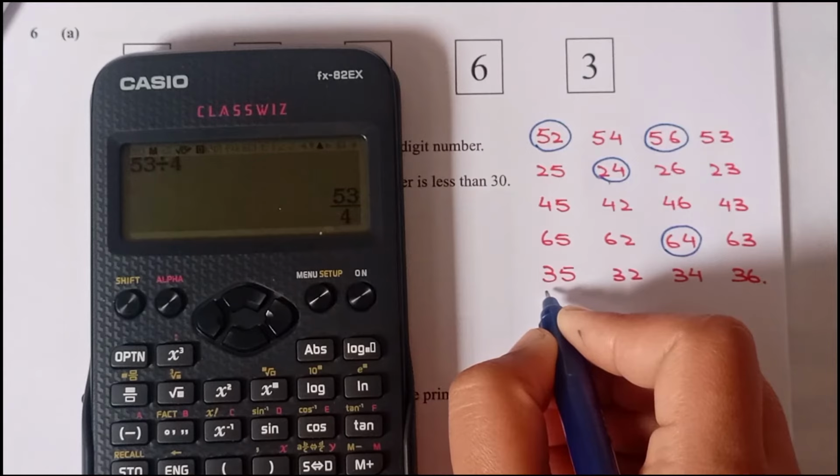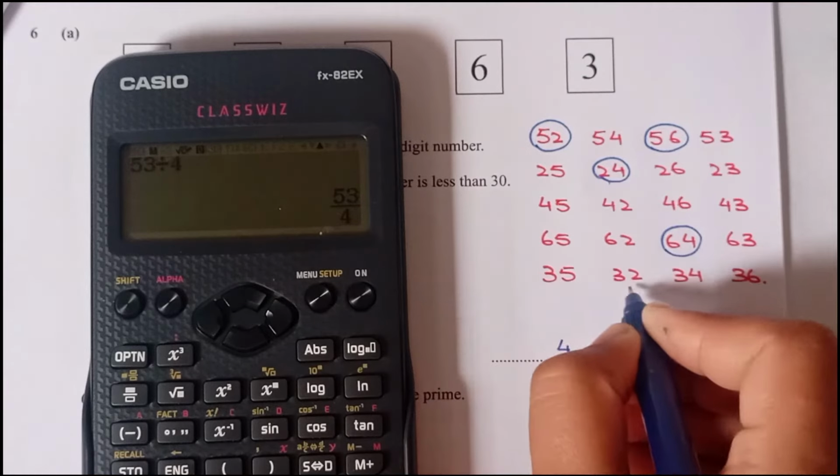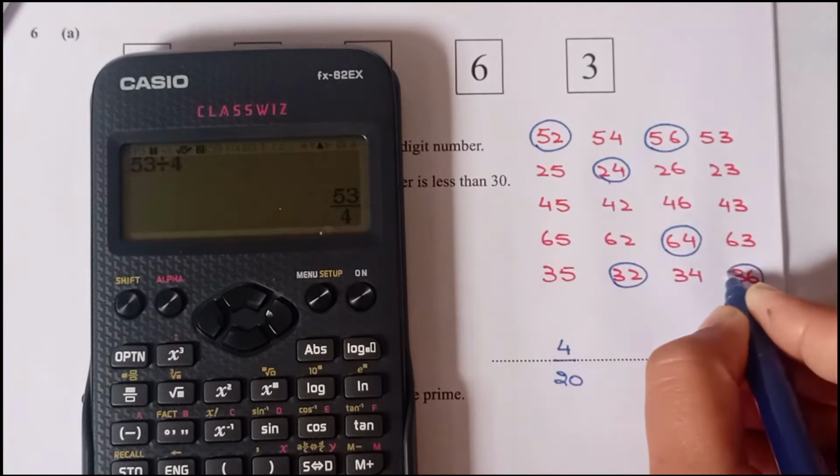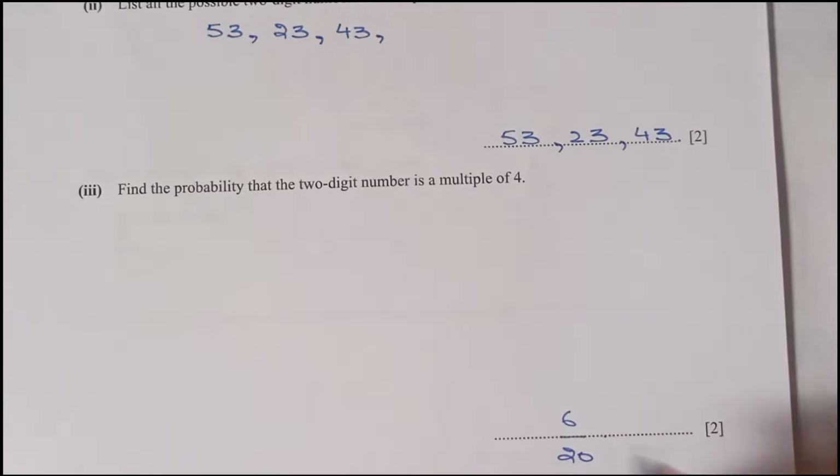35, no. 32, yes. 34, 36. Okay, so how many numbers are multiples of 4? 1, 2, 3, 4, 5, 6. So 6 numbers are multiples of 4 out of 20. So 6 out of 20 is the probability.